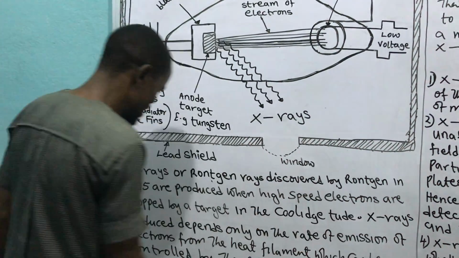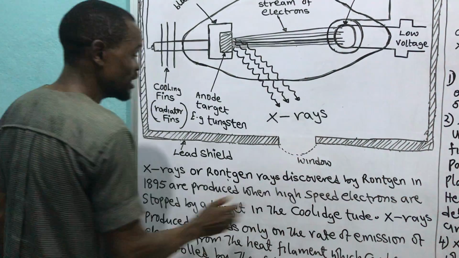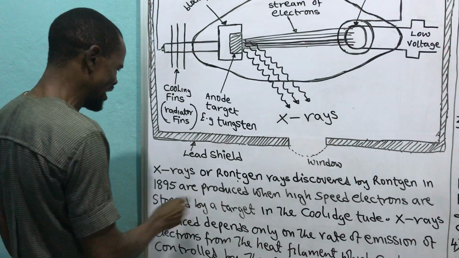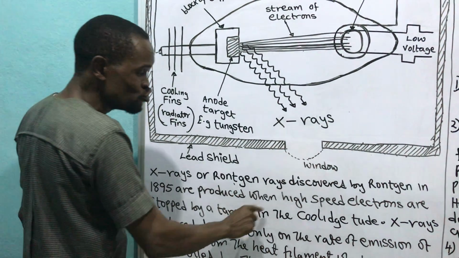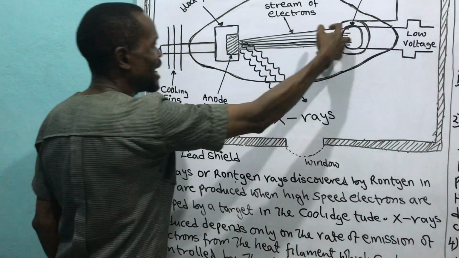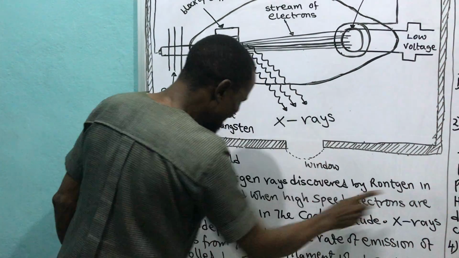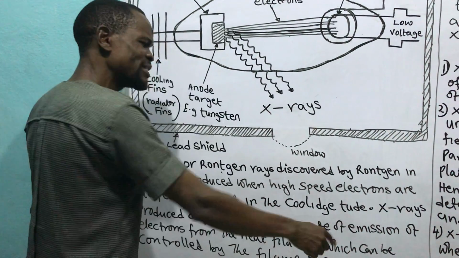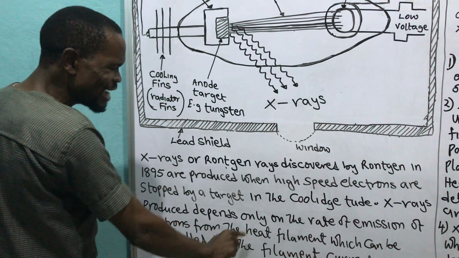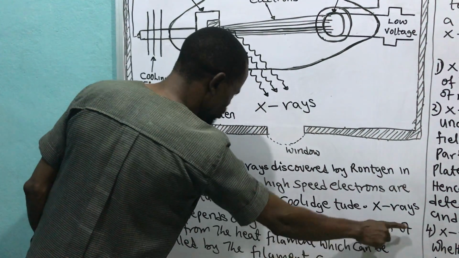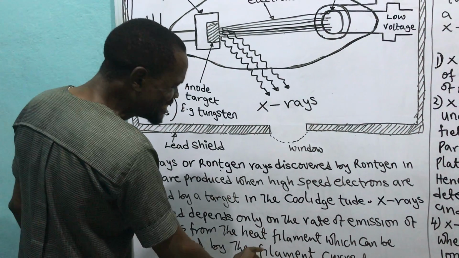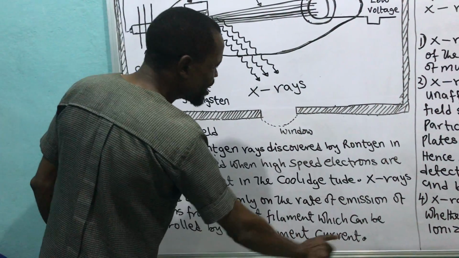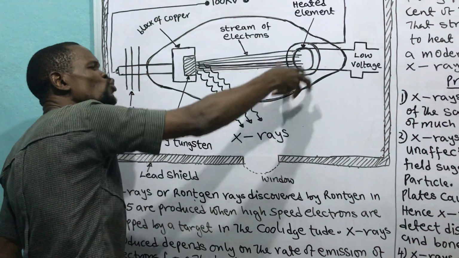We have defined how X-ray is produced by saying X-ray or Roentgen rays, discovered by Roentgen in 1895, are produced when high-speed electrons are stopped by a target in a Coolidge tube. Then we say the X-ray produced depends only on the rate of emission of electrons from the heated filament, which can be controlled by the filament current. So this X-ray is controlled by the filament current.